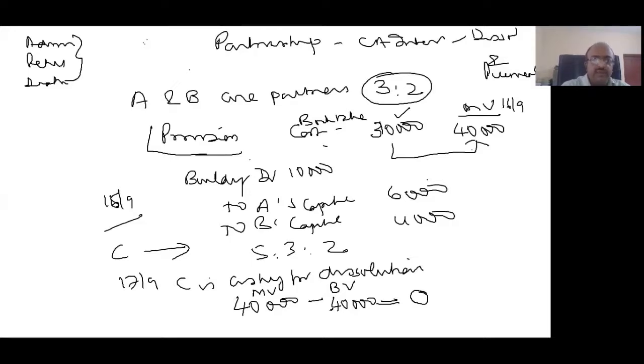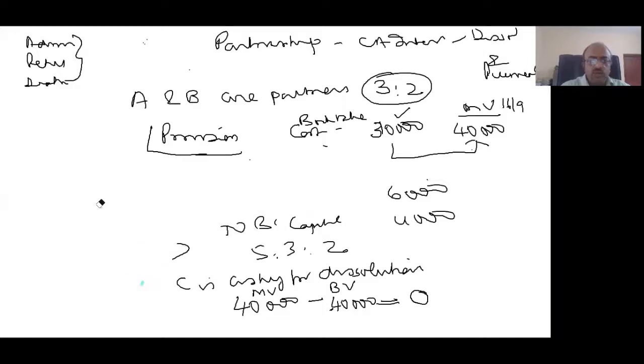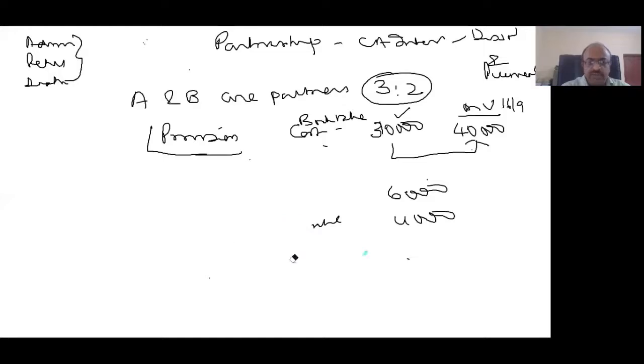So again, I will erase this, assuming that we don't do anything and there is a dissolution. Suppose A and B are asking for dissolution. Therefore, on that day, nothing is done. It is at 30,000 only. Therefore, this liability has to be paid. Then what do you do?